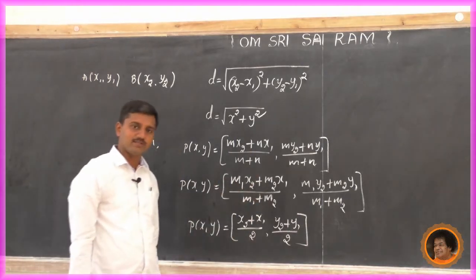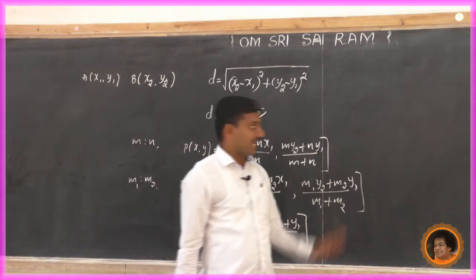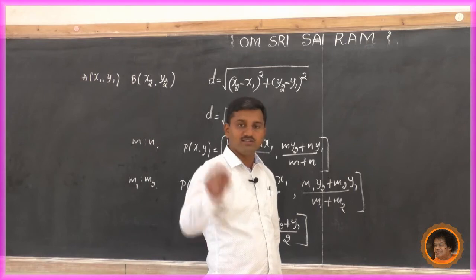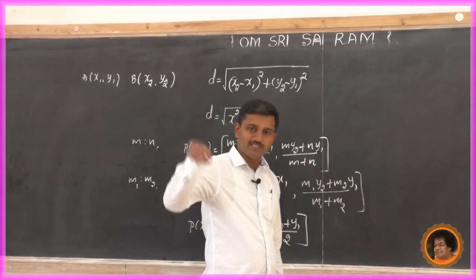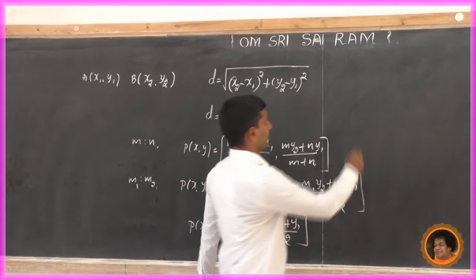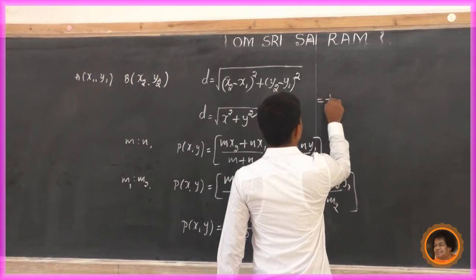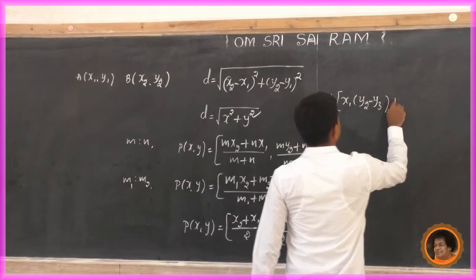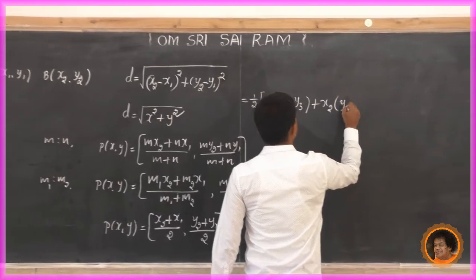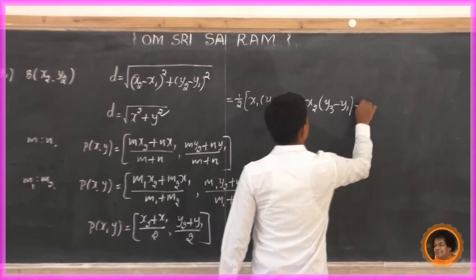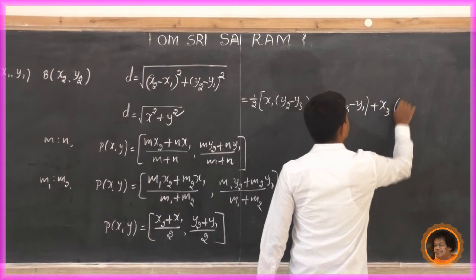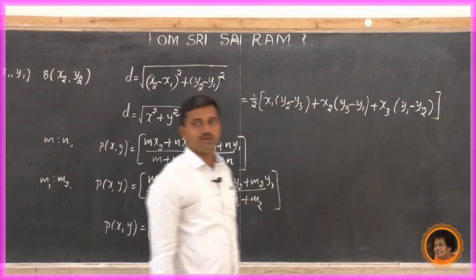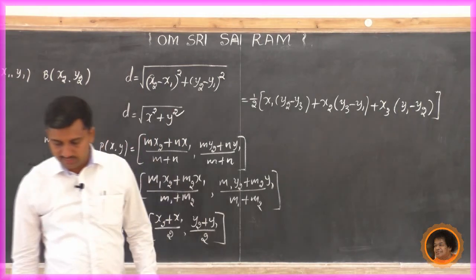And the last one is, if the three coordinate points x1 y1, x2 y2 and x3 y3 are three points on the Cartesian system, while joining these points we will get a triangle. So what is the area of the triangle? Area of the triangle equals half into x1 into (y2 minus y3) plus x2 into (y3 minus y1) plus x3 into (y1 minus y2). By using this formula we can find the area of the triangle.